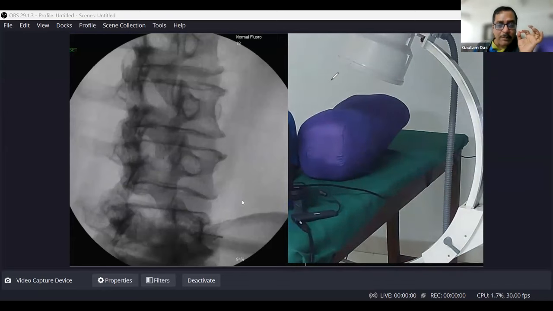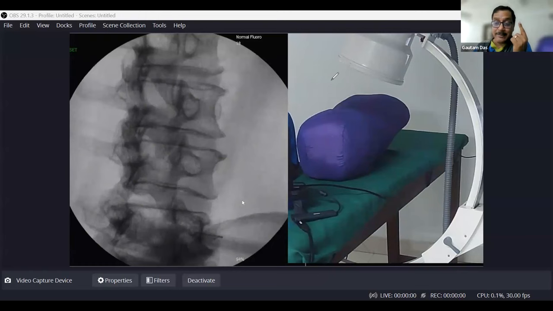You give a very small amount of the local anesthetic and you just see whether the pain is relieved or not. If your pain is nicely relieved, then you understand that this is the culprit. So one indication is a diagnostic selective nerve root injection. There you have to go in the safe triangle approach.